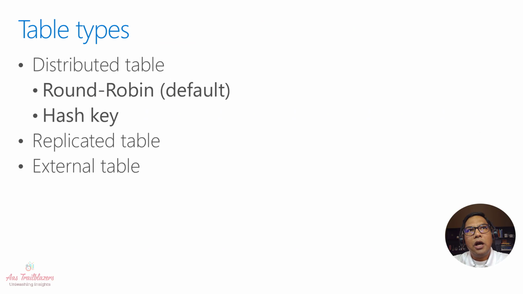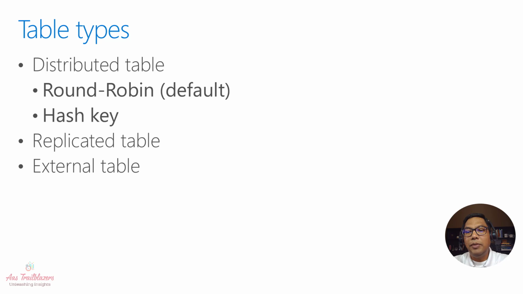After looking at how the data gets distributed across 60 distributions, now the question is how the SQL engine knows what data to store in which distribution. And this is where the distribution type and the table type discussion comes into play. When we talk about distributed tables, there are 2 different types of table that we can create. The very first one is round robin. Round robin distribution is the default if no options are used in the create table command.